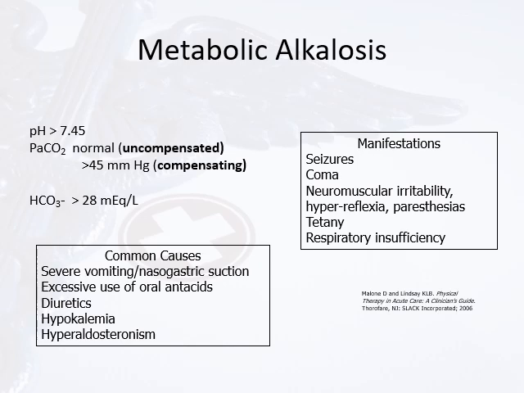Metabolic alkalosis is commonly caused by things like severe vomiting or nasogastric suctioning, excessive use of oral antacids, common use of diuretics. It may also be seen in the clinical pictures of hypokalemia and hyperaldosteronism. It manifests itself as respiratory insufficiency, neuromuscular irritability, hyperreflexia, paresthesias, tetany, and in severe cases, coma and seizures.